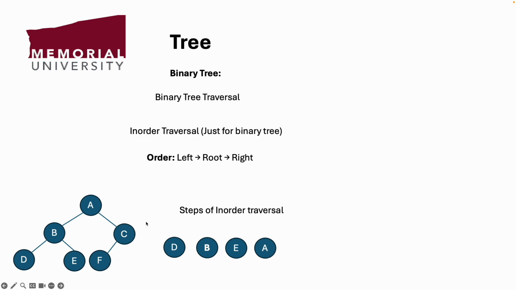On the right subtree, what's the most left node? It is F, right? And then we visit the root node of F, which is C. For C, there's no right child, so we complete this traversal.